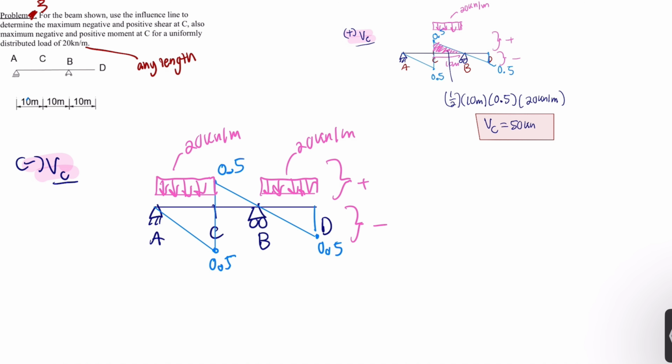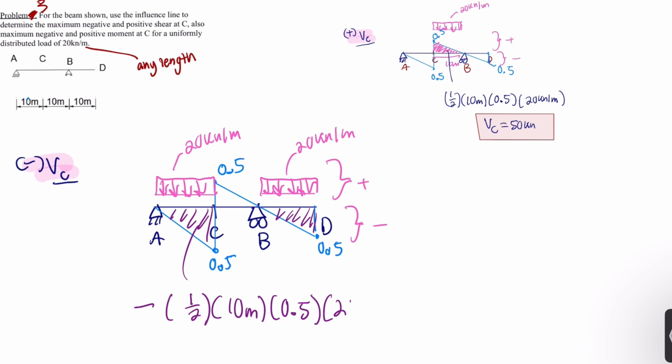So we know once again that we have to calculate the area of the shaded region. So we have to do, this will be negative because it's in the bottom. So it'll be 1/2 base times height times the load.